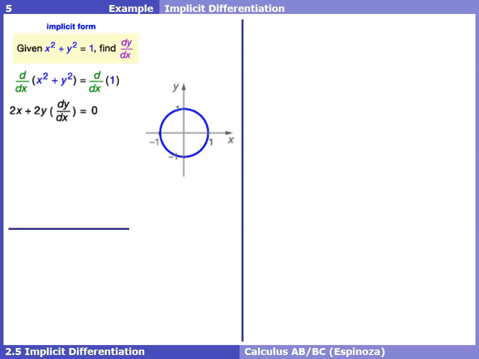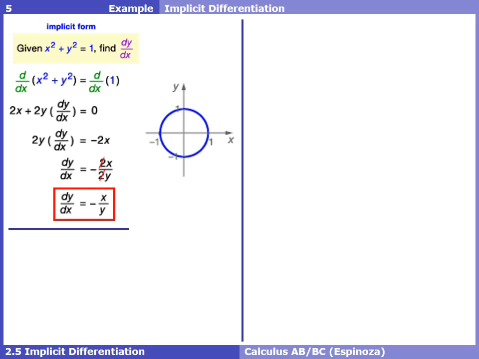Next step is to move everything over that doesn't have a dy dx to the right side. And of course, that's just the 2x, so that becomes negative 2x on the right side. Next step is to solve for dy dx if you don't need to factor. And in this case, we only have one piece on the left side, so we can just solve for dy dx, which of course means we'll divide by 2y. The 2's will cancel, and we're left with the derivative, or our slope machine, of negative x over y.